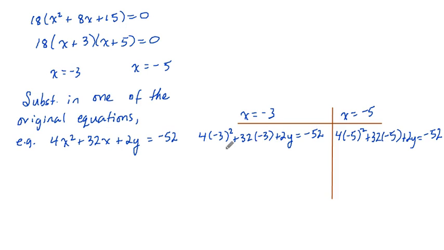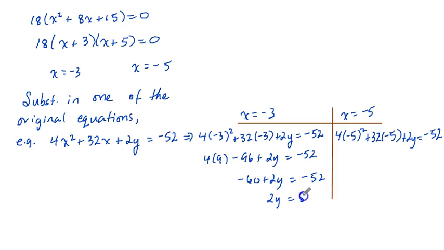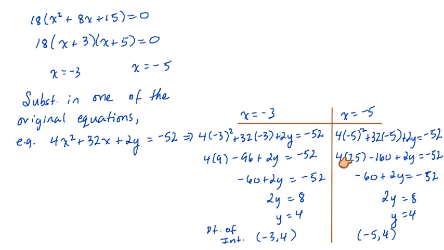So putting negative 3 in place of x in my first equation, I've got 4 times 9 minus 96 plus 2y equals negative 52. And that gives me 36 minus 96 is negative 60 plus 2y equals negative 52. 2y equals 8, y equals 4. So negative 3, 4 would be a point of intersection. And I've just completed the substitution for negative 5, and we get negative 5, 4 for the other one. The checks, again, are left for you.